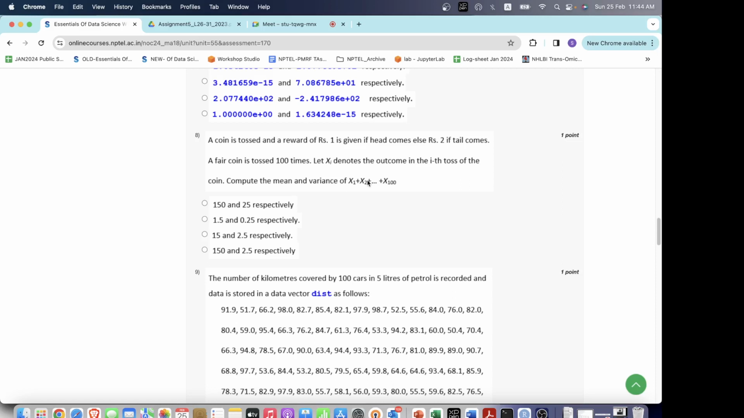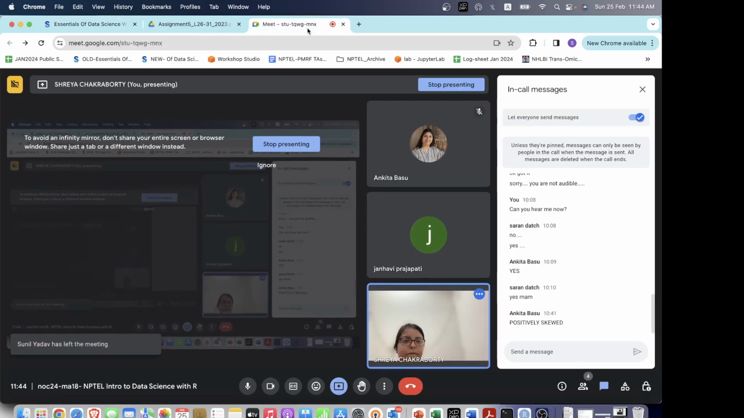A coin is tossed and a reward of rupees 1 is given if heads comes, or 2 if tails comes. I solved a very similar question, right? So I'm not supposed to discuss assignment questions before the deadline. So if you just try to solve it. If you can't, after the deadline, I will discuss this. Okay?